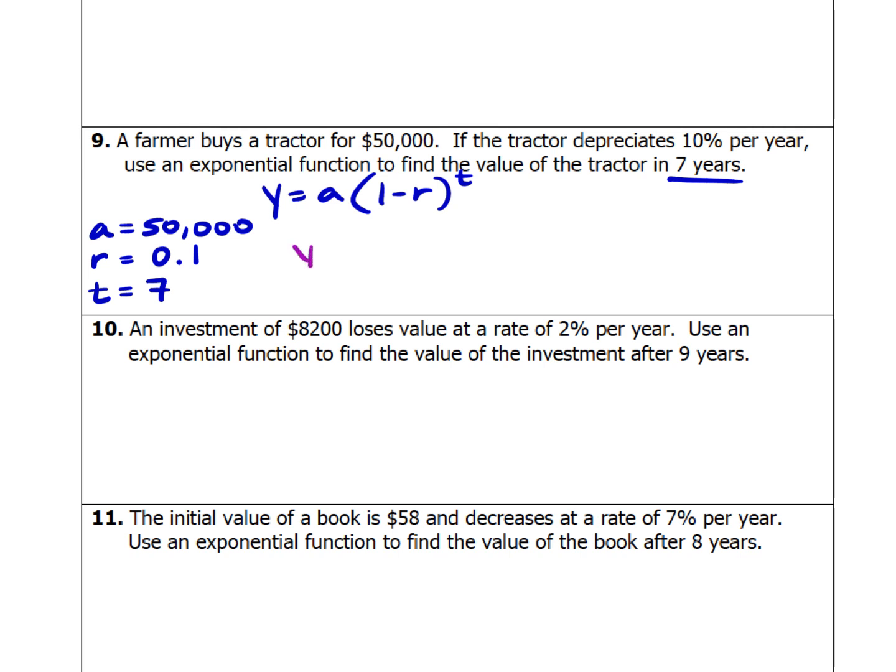Now we drop it in. Y equals 50,000 times 1 minus, so your rate now, be careful. It was 0.01 in a previous problem. This is not 0.01, this is just 0.1. Okay, and then your t is your 7. So plug that into your calculator. Exactly how you see it.